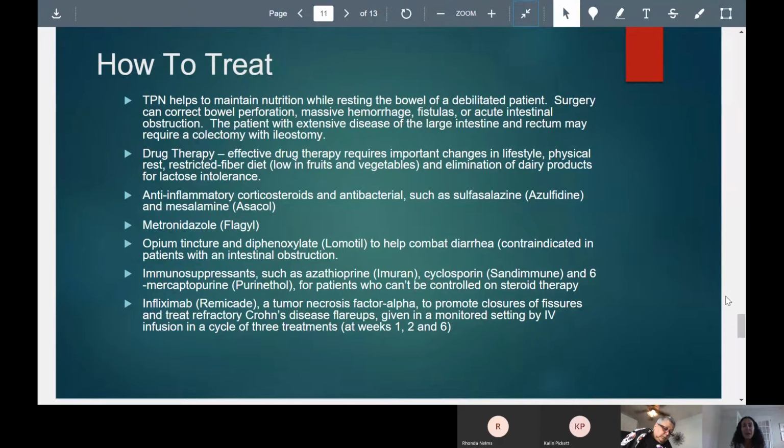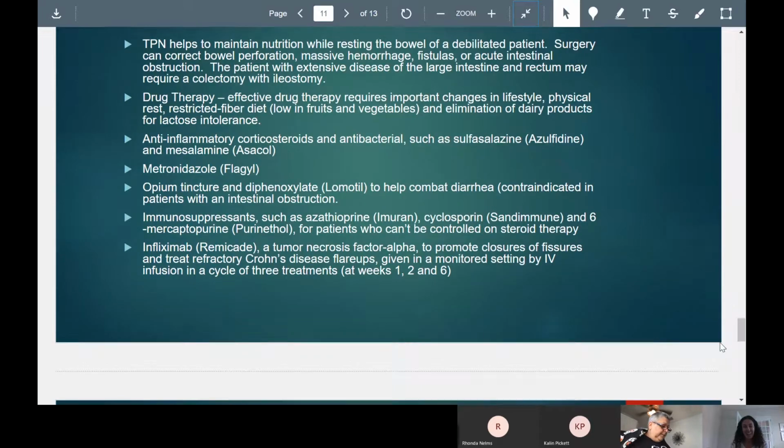Okay. A little bit like chemo. Yeah, that's what I was just going to say. It sounds like it's like a chemo. Yeah, exactly.